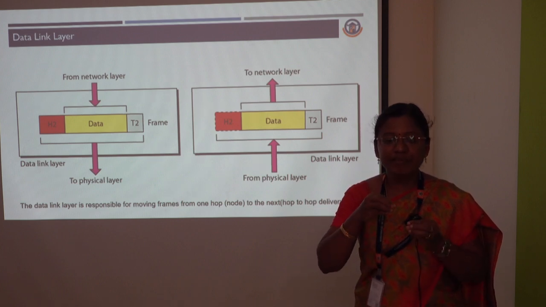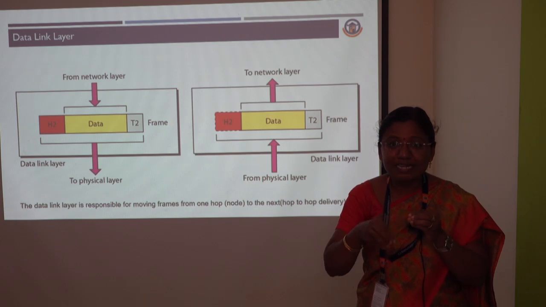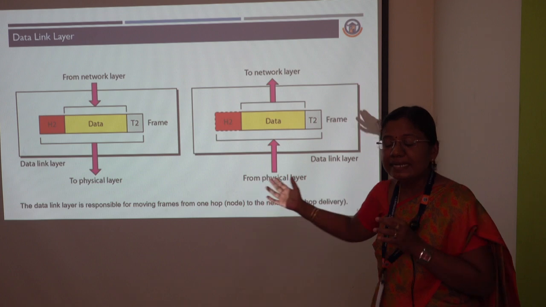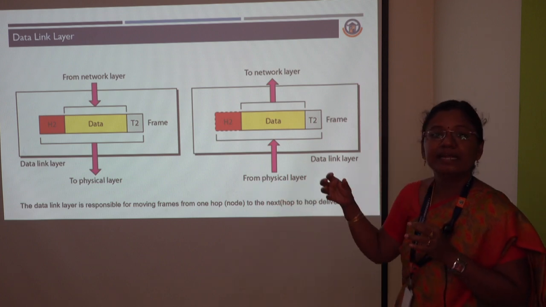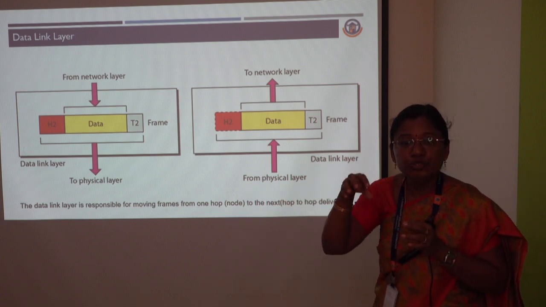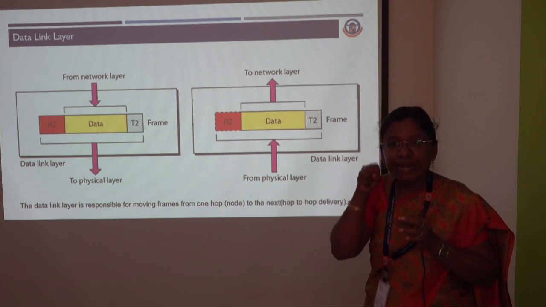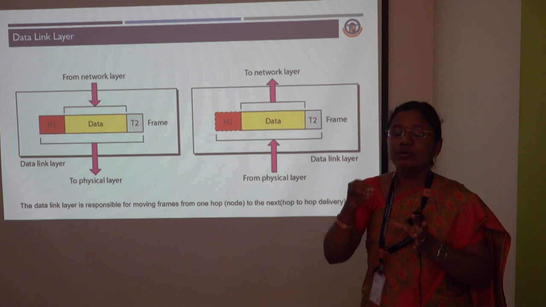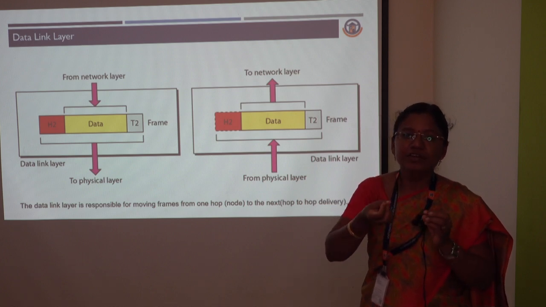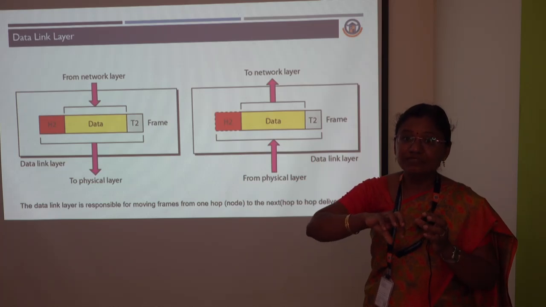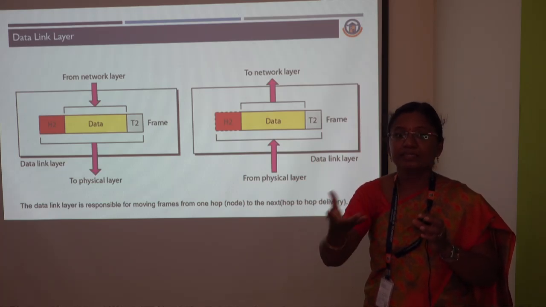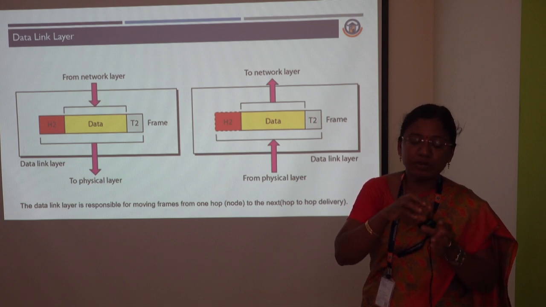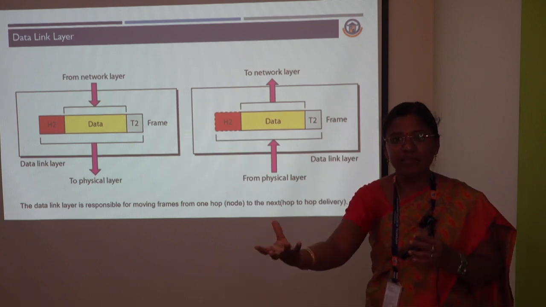Suppose a device wants to transfer data from one device to another device, this data link layer adds a header into the package. That header contains the physical address. That physical address is a device address, that is, which device wants to communicate and transfer the data from one to another. So, it contains the physical address of the transferring device and the receiving device.